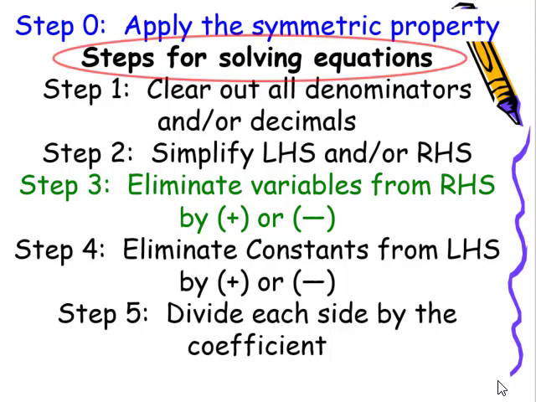Step number 1, clear out all denominators and decimals. Step number 2, simplify the left-hand side and/or right-hand side. Step number 3 is a step that we will not need in this particular lesson, but in future lessons you will. Step number 4, eliminate constants from the left-hand side by addition or subtraction. And step number 5, divide each side by the coefficient.